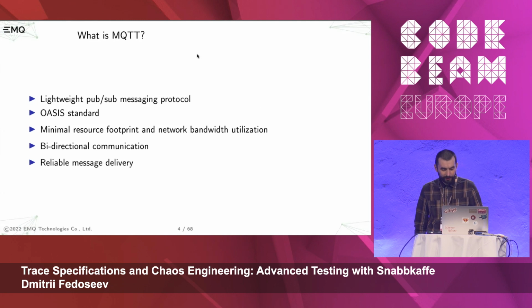So what is MQTT? It's a lightweight pub-sub messaging protocol, which is an OASIS standard, which features minimal resource footprint and network bandwidth utilization. Also, it supports bidirectional communication. So, for example, your IoT device can send sensor data to the cloud and receive the commands back. And also it supports reliable message delivery.